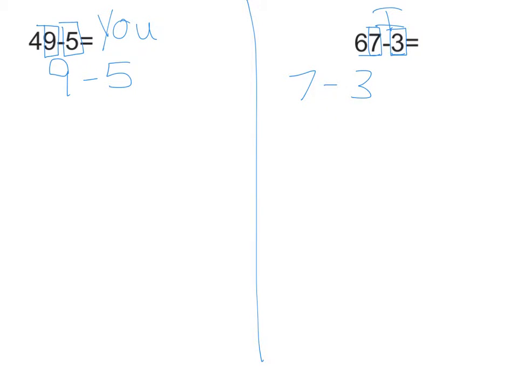Because if I were to draw this out as a model, which is my next step, I'm going to draw 6 quick tens, 1, 2, 3, 4, 5, 6, and 7 quick ones, 1, 2, 3, 4, 5, 6, 7. Okay, so go ahead and pause the video while you draw 49 quick place value blocks.